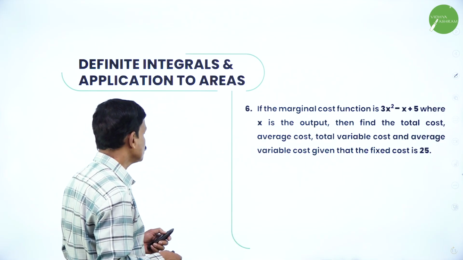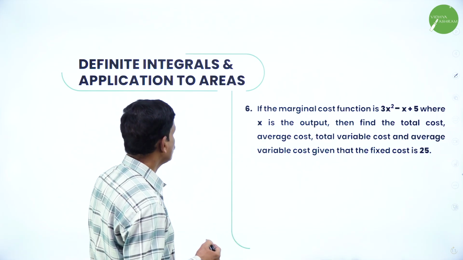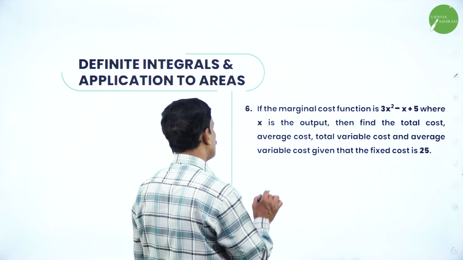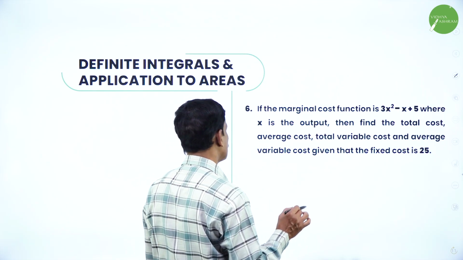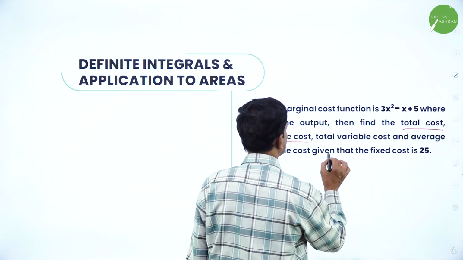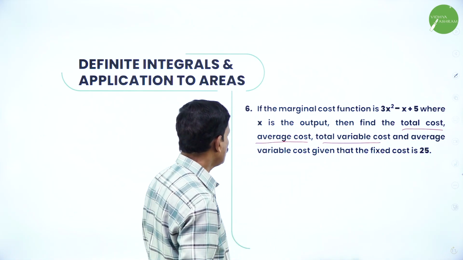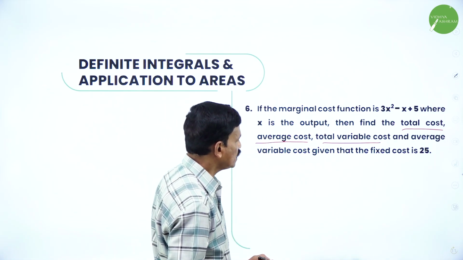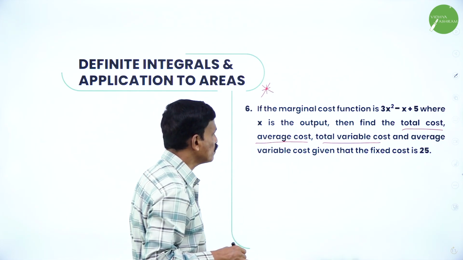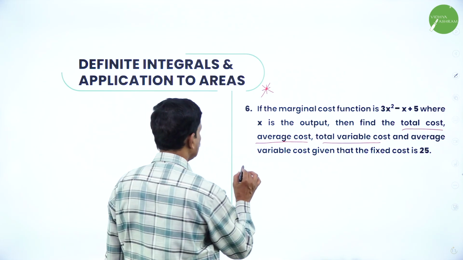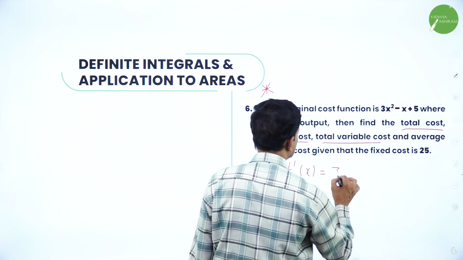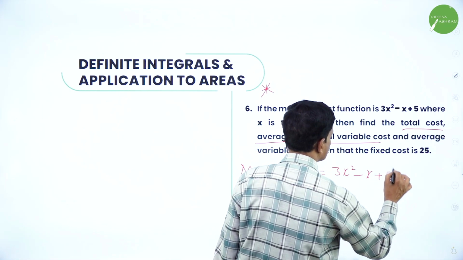Now move on to the next problem. Now this is an important problem. If the marginal cost function is 3x square minus x plus 5, where x is the output, then find the total cost TC, average cost AC, and the total variable cost VC, and the average variable cost, given that the fixed cost is rupees 25. Very important problem. So the given marginal cost function is f dash of x is equal to 3x square minus x plus 5.